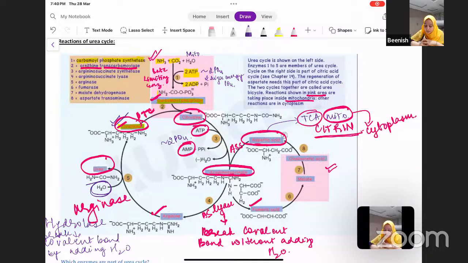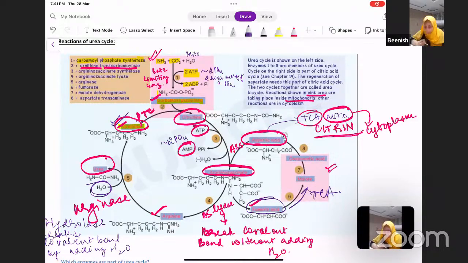That carbamoyl phosphate then combines with ornithine to form citrulline. This citrulline comes into the cytoplasm, and in the cytoplasm, it combines with aspartate. Aspartate is coming from the TCA cycle. Now, citrulline and aspartate combine together to form argininosuccinate. Now, this argininosuccinate is split into arginine and fumarate. And this fumarate that is being formed is entering into the TCA cycle.